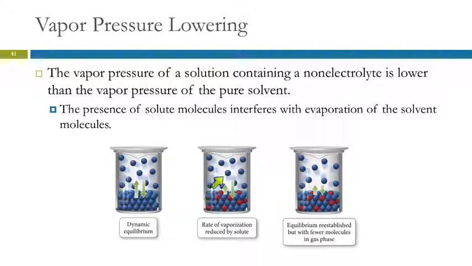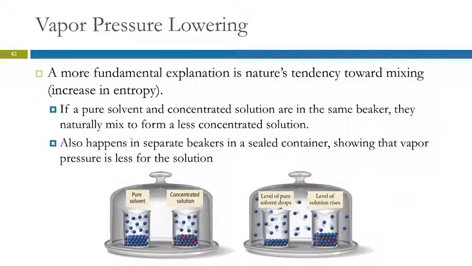If the rate of evaporation is diminished, then as condensation occurs, this concentration is going to get smaller until you get a new equilibrium. The new equilibrium has fewer gas molecules, and so the vapor pressure is lower. So you put something in the liquid, the vapor pressure is lowered. So that explanation is relatively easy to understand.